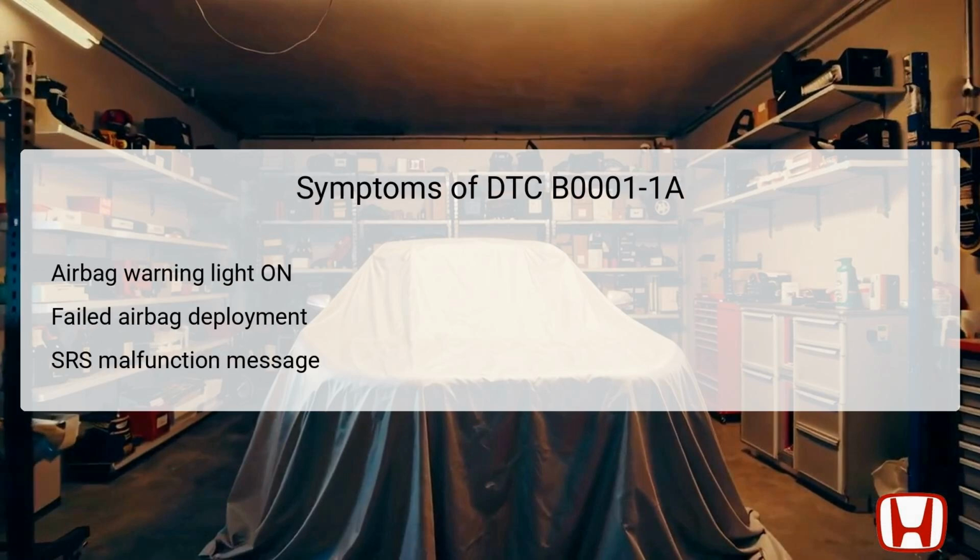The symptoms associated with DTC B0001-1A can include the airbag warning light being illuminated on the vehicle's dashboard, indicating a problem within the SRS. In severe cases, the most critical symptom is the failure of the airbag to deploy in the event of a collision, which can jeopardize the safety of the occupants.